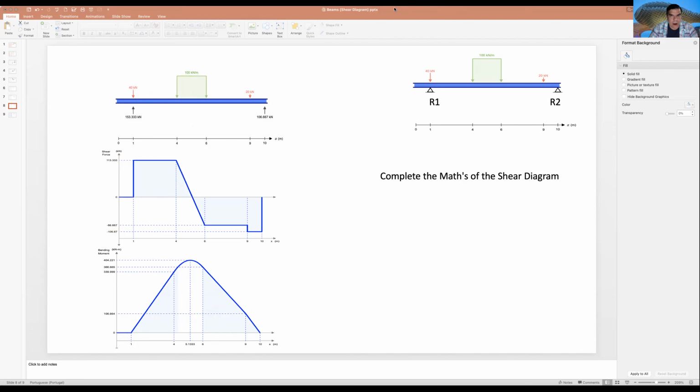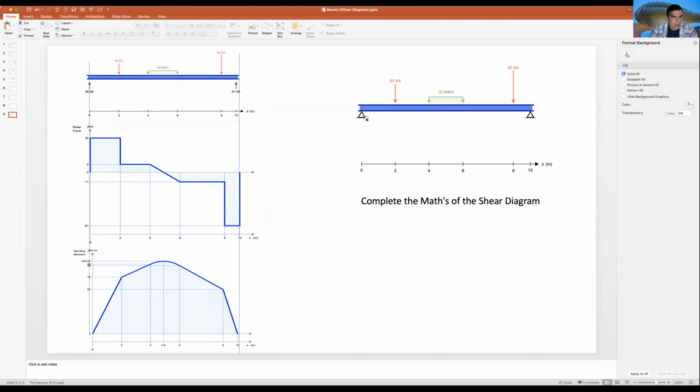Let's do the last one. In the last one, we have a distributed force and 2 punctual forces. We already calculated the reactions, R1 that is 39 and R2 that is 61. Well, in order to do this diagram, we just do the following. We always start at 0. We have 39, we go up 39.